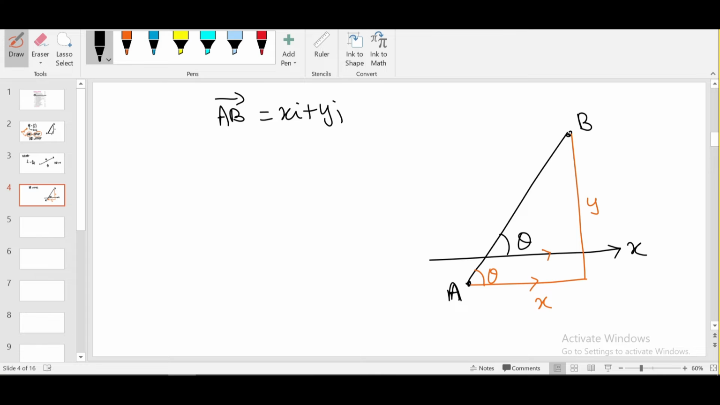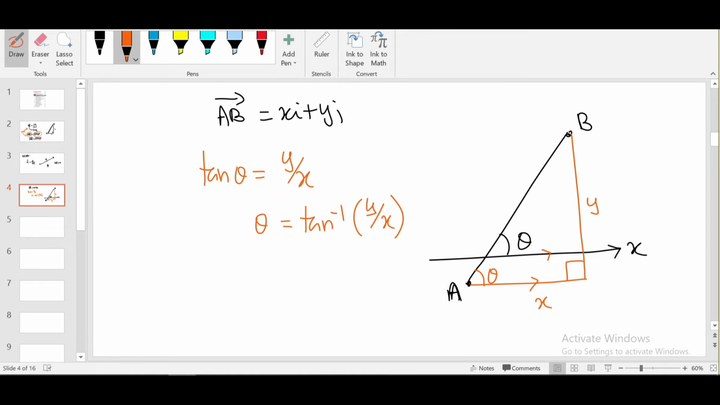Can you tell me how do you find theta now from the triangle? Would you use the cos rule? You use tan because it's a right angle triangle, right? So tan theta is going to be opposite by adjacent. So theta is tan inverse of y over x. Understand? That's the formula to find the angle that the vector makes with the positive x-axis.